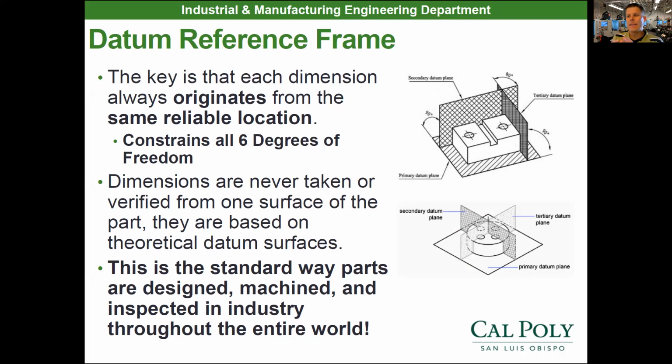So I'm able to get the same XYZ0 by establishing at least 3 datums, maybe 2 datums on an actual round part. Because on a round part, your primary is usually a back face of something, and then your secondary and tertiary are the centerline axis, like you see there. But this is the standard way parts are designed and machined and inspected throughout the entire world: we set up datums and we take measurements from datums for different part features.